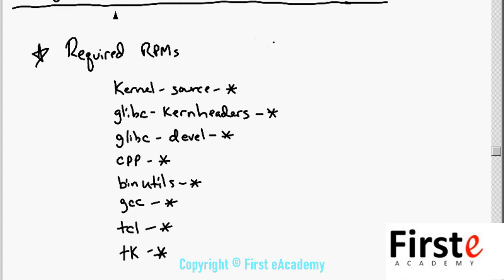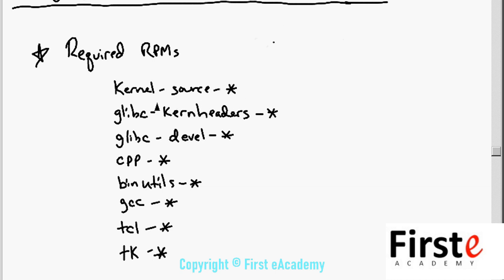Alright, so the process of configuring, compiling, and installing a custom kernel requires that we have the source code for the kernel on our system. But more than that, it requires that we have a set of tools available to us so that we can do this whole process. We need the kernel source code, but we also need some libraries, we need a C language compiler, and so on. And this is a list of the required RPMs, the packages that you have to have on your system so that you can follow along and do what I'm going to do in this nugget.